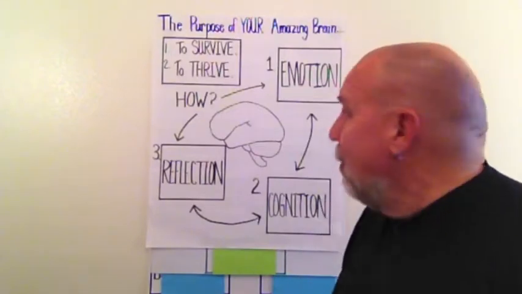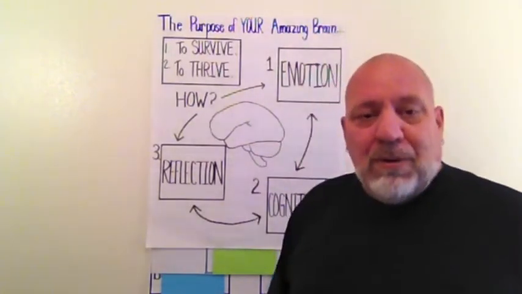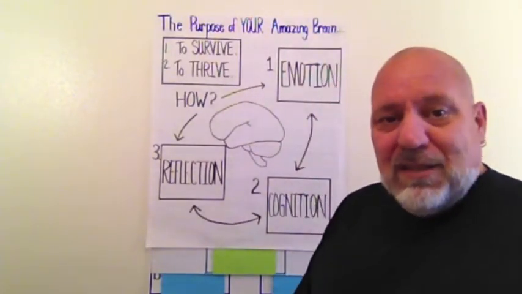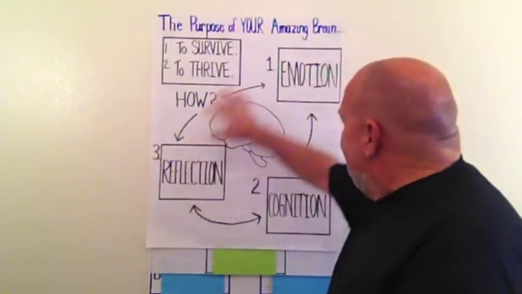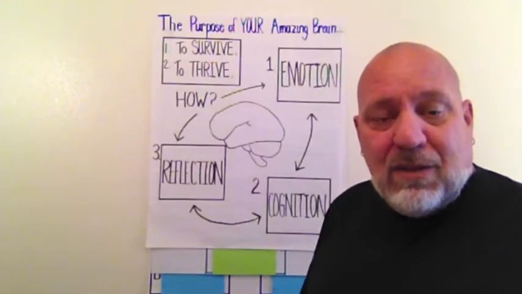All right? So this is what we're talking about when we talk about the purpose of your brain is to survive and to thrive. And it does it by integrating these three faculties.